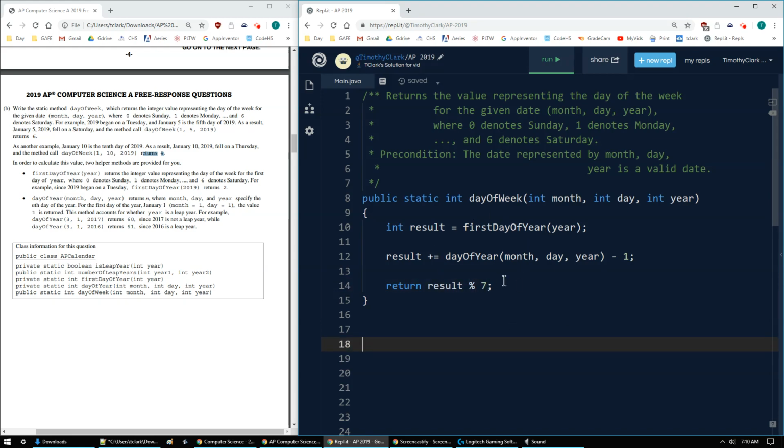And there's my answer. I could have done this all in one line if I wanted to, but I like showing each step subsequently. So that's the 2019 AP Computer Science A FRQ number 1B.